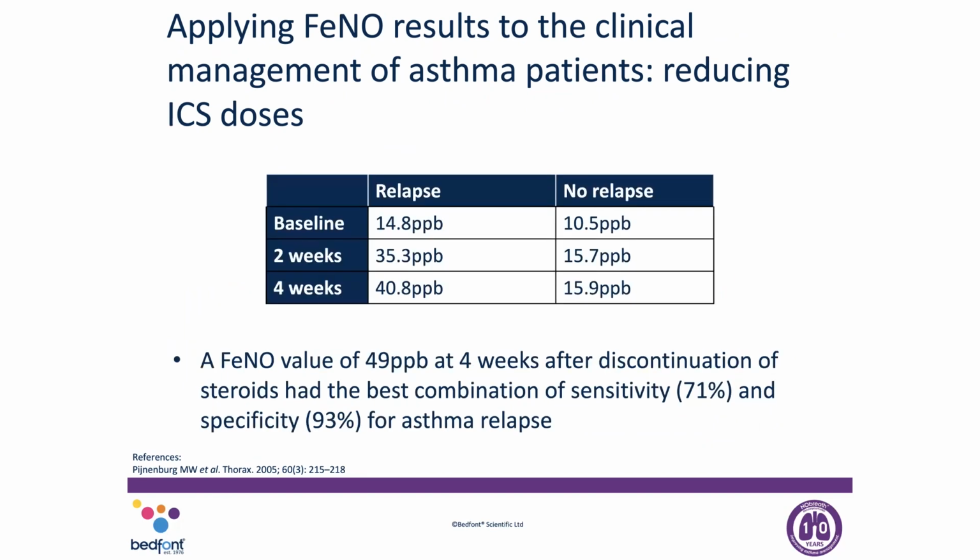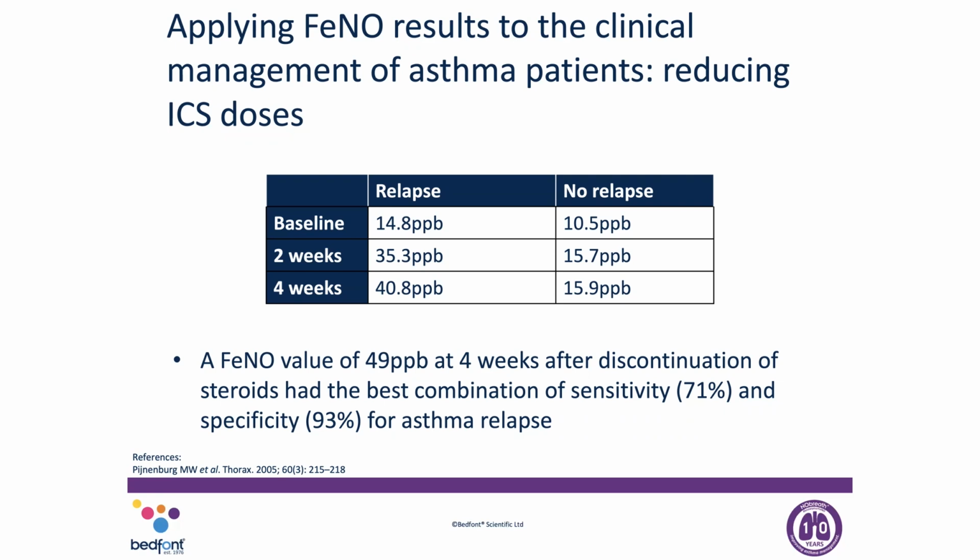And you can see quite clearly that in the relapse group, the baseline was normal, nice low FeNO for a child. At 2 weeks, there had been a considerable rise, and it continued to rise at 4 weeks. These are the high-risk patients that are very likely to have relapse. And it's a good test with a combination of sensitivity and specificity for asthma relapse.